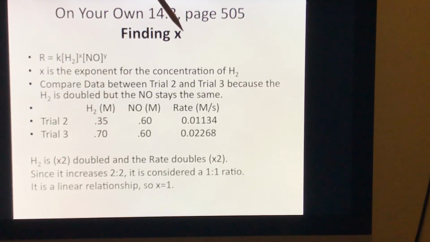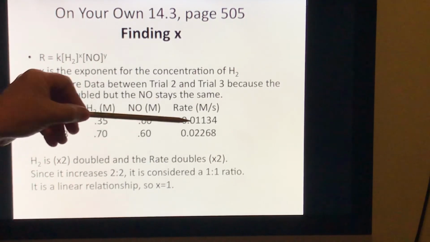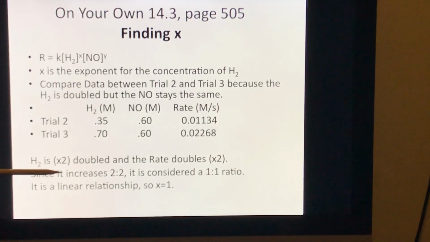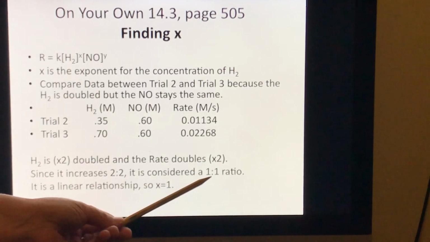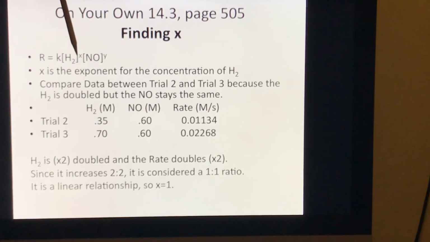So finding X, this was our rate equation with the two reactants plugged in. X is the exponent for the concentration of H2. We'll compare the data between trial 2 and 3 because here the H2 is doubled but the NO stays the same. And then we see in this case the rate is doubled. So since the H2 is doubled and the rate is doubled, it's a 1-to-1 ratio. So this X here would be 1.